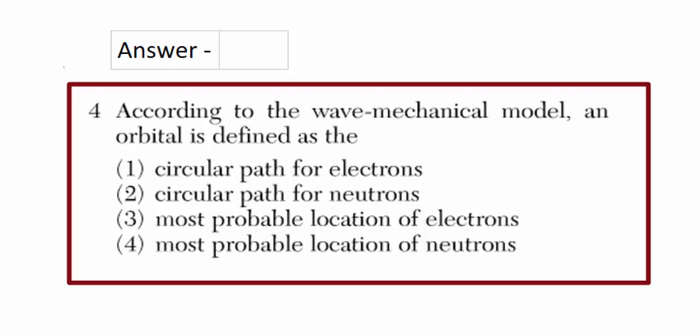Question number 4. According to the wave mechanical model, an orbital is defined as the... So we're looking for the definition of the term orbital. That's really what this question is about. Orbitals are the locations where you can most probably find electrons, not neutrons. Okay, so since answers 2 and 4 both refer to neutrons, we can eliminate them. And it's the most probable location of the electrons, not necessarily a defined circular path for the electrons.